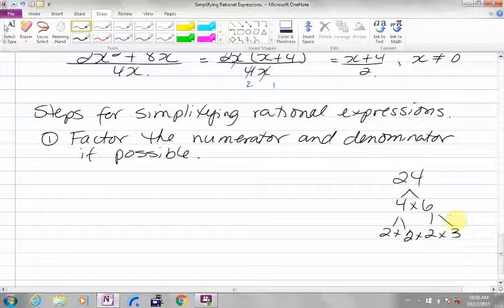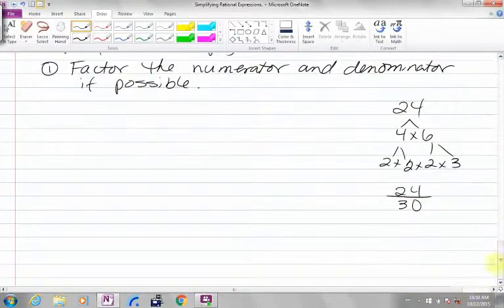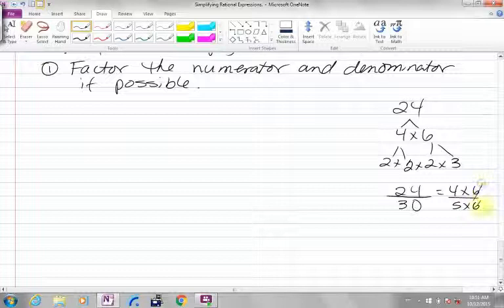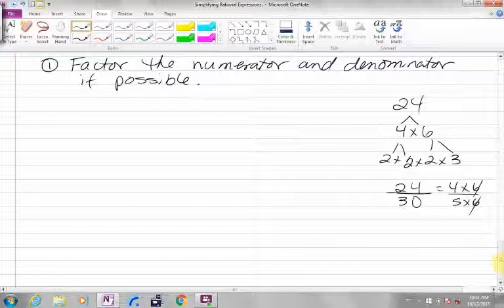So if I had, say, something like 24 over 30, and I want to divide out common factors, what I'm really doing is thinking this is 4 times 6 over 5 times 6, and I'm dividing the 6's out. That's how I'm reducing with numbers. I don't actually write it out, but that's what I'm thinking in my head. What's the biggest number I can divide out of 24 and 30? So that's in factored form. Anything that is written as a product of factors is in factored form.